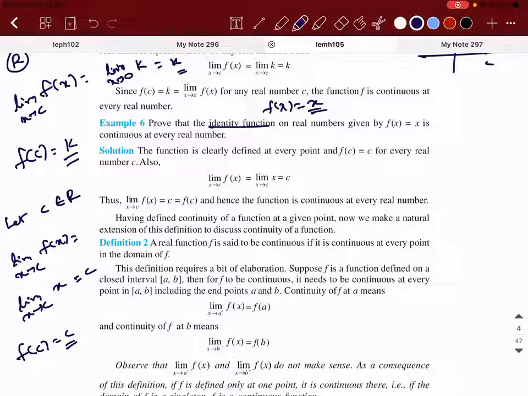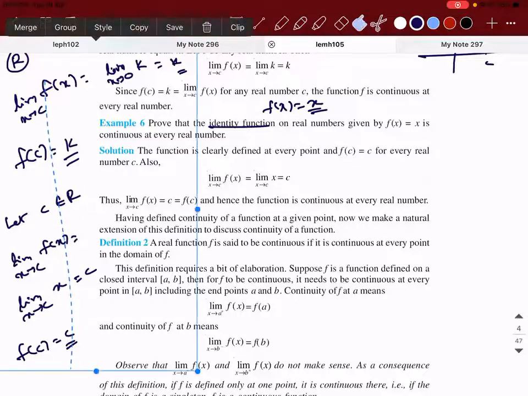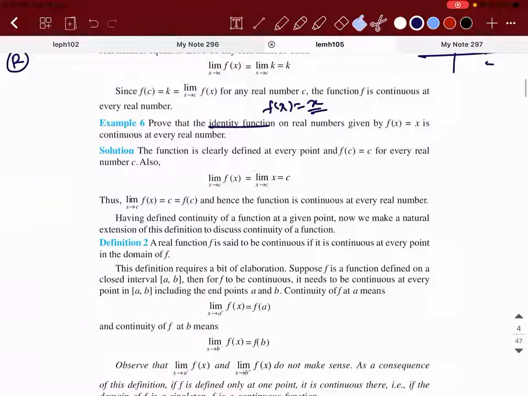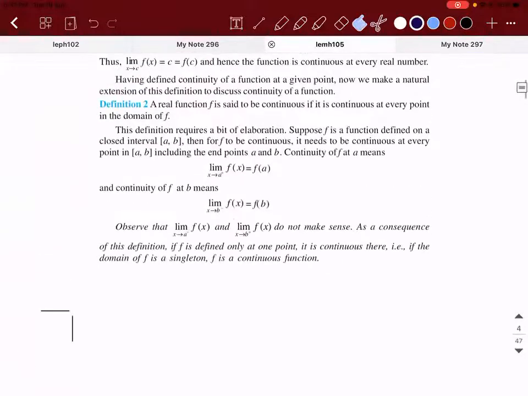Done. So this is all about the problems that are based on definition number 1, guys. Okay. Let's go to the definition number 2. So in definition number 2, they're trying to say if you have a function f and if you want to call it as a continuous function by default. So there are two ways of defining it.